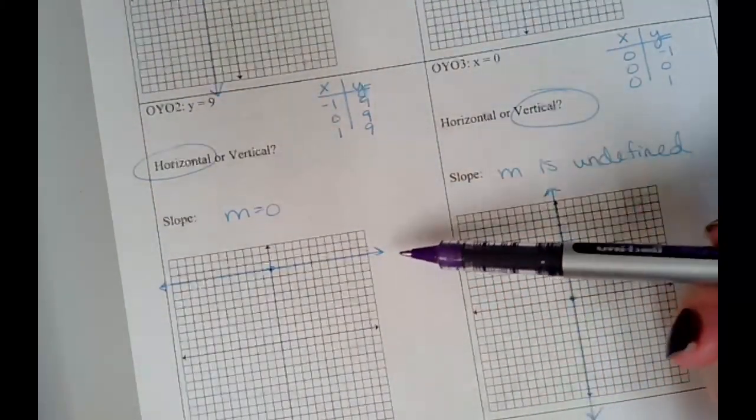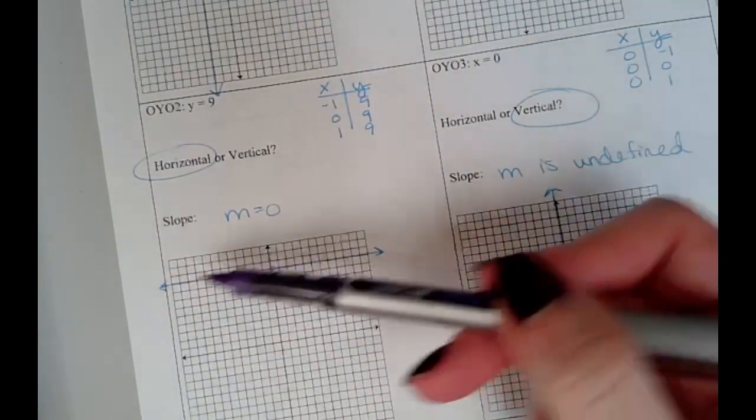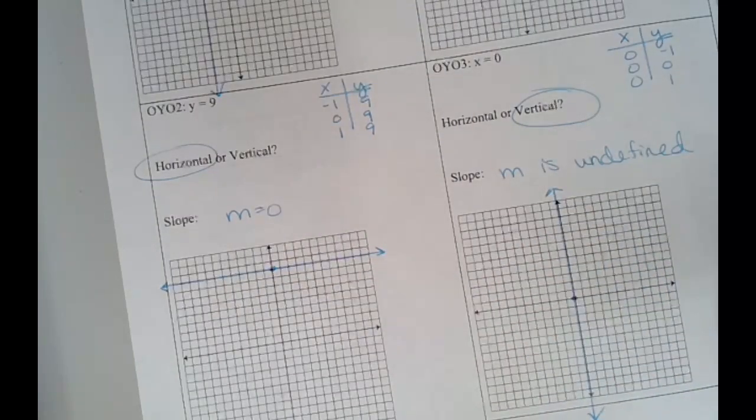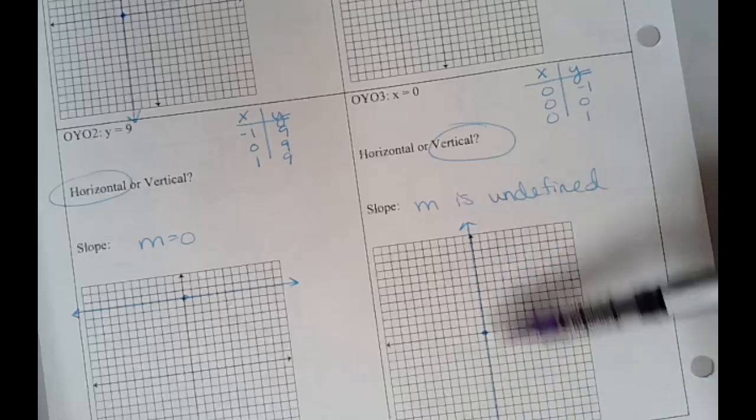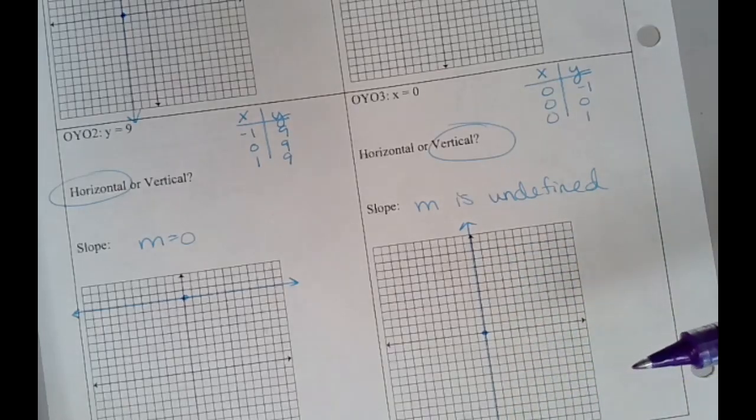Y equals 9 is going to be a horizontal line since y is always 9. And then my slope is 0 for that one. X equals 0 is a vertical line. For vertical lines, your slope is undefined.